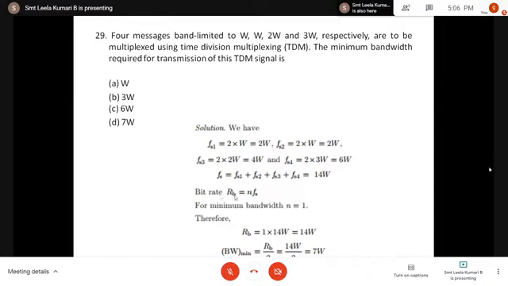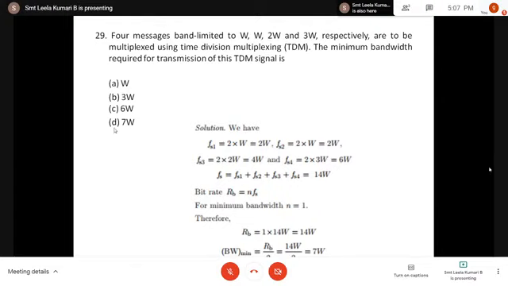And bitrate is given by n times the sampling frequency. For minimum bandwidth, the number of bits n should be equal to 1. Therefore, RB is equal to 1 into 14W, that is 14W. And minimum bandwidth is equal to half of the bitrate. Therefore, 14W by 2, which is equal to 7W.